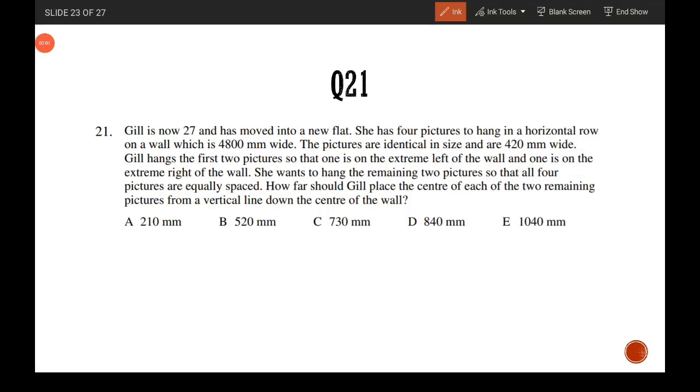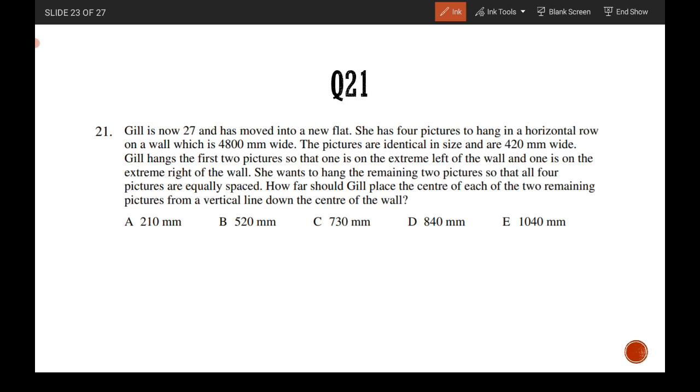This is JMC 2015, question 21. It's quite a long one. Jill is now 27 and has moved into a new flat. She has 4 pictures to hang in a horizontal row on a wall which is 4,800 millimeters wide. The pictures are identical in size and are 420 millimeters wide.